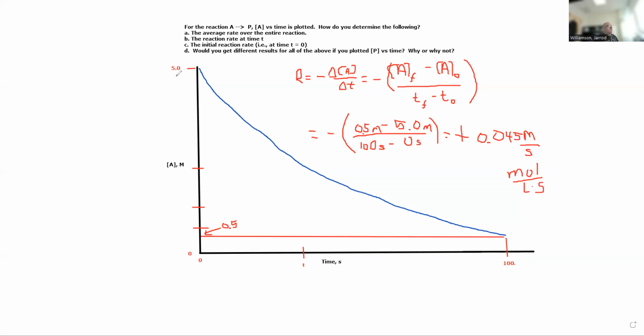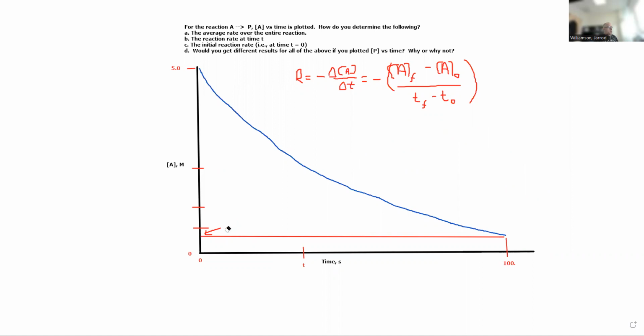Okay. Now, how do we determine the reaction rate at time t? I'm going to keep this up, but I'm going to erase this. Determine the reaction rate at time t. I'm going to erase this also. Okay, get rid of that. Oops, I want to keep that. Yeah, I want to keep that. I'm going to erase this. There, oh, that worked. Okay.